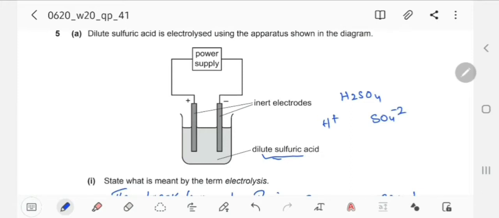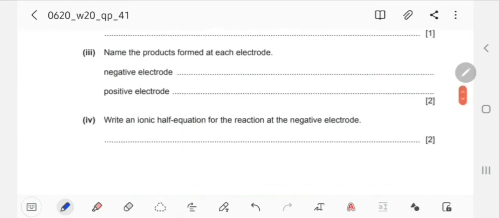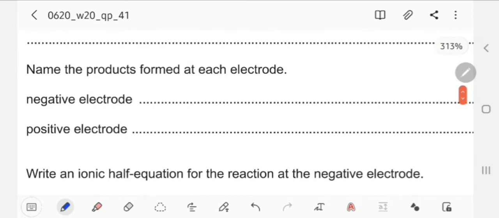And as it is an acid, it also contains the water ions, which are H plus and OH negative ions. So at the negative electrode, the hydrogen will go, because it's the only positive product. And at the positive electrode, instead of the sulfate ion, the OH ion will go. Why? Because it is less stable. So when the OH ion goes, oxygen will be formed, and at the negative electrode hydrogen will be formed.